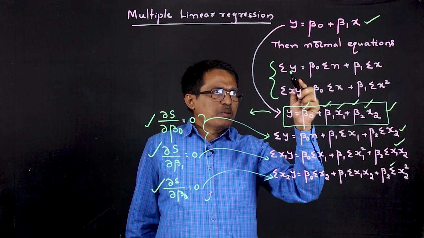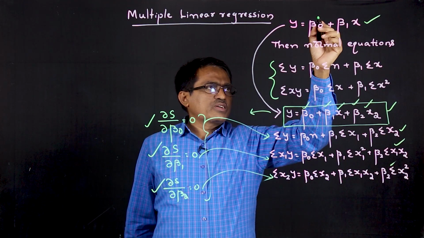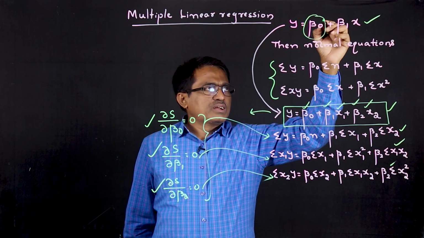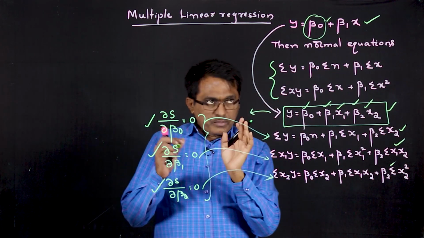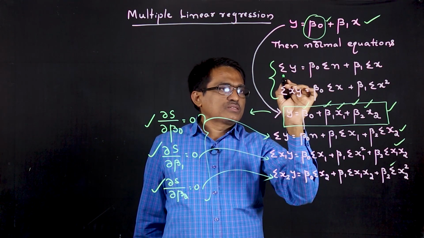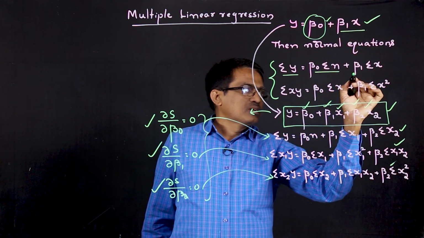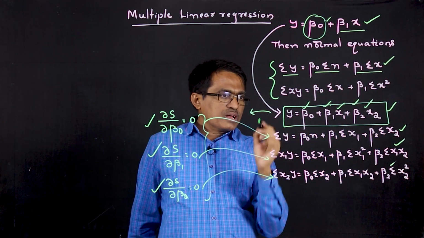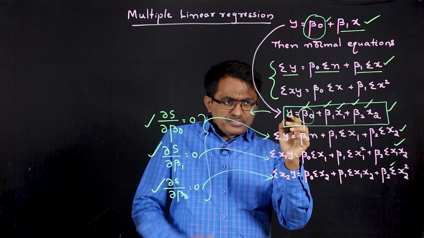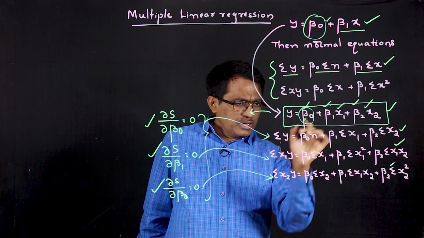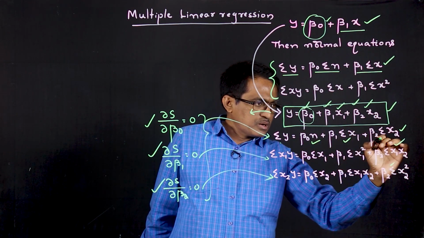Now for your understanding, suppose you remember the process we followed: we took the partial derivative with respect to beta naught, and the first equation we got was summation y equals beta naught into summation n, because it is a constant, plus beta 1 into summation x. Similarly here, with respect to beta naught, what we get is summation y equals beta naught n plus beta 1 summation x1 plus beta 2 summation x2.